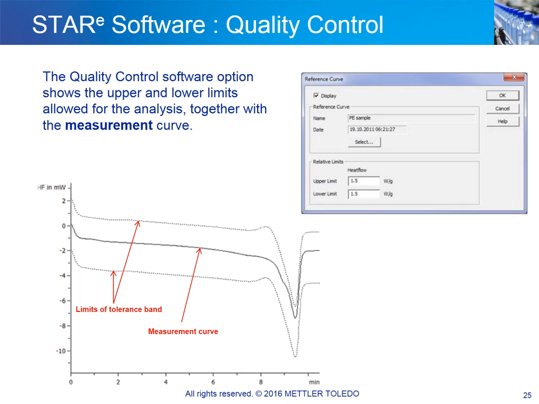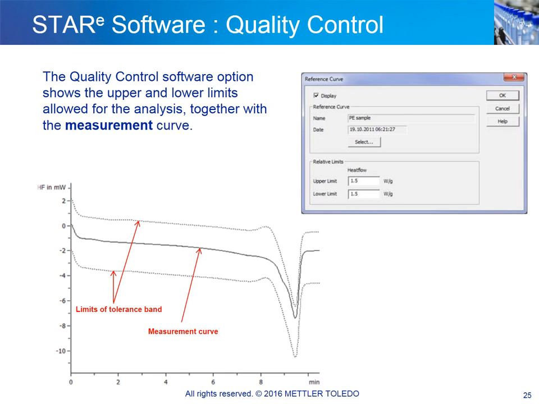Several options in the Mettler Toledo STAR-E software provide easy-to-use quality control possibilities. One of these is the reference curve feature, which is illustrated on the current slide. This feature allows the user to select a previously measured curve of a known good quality product from the database and use this as a reference curve against which to compare new product batches. The user can choose the upper and lower tolerances for achieving good quality product. The measured curve from the new batch is then displayed between these limits during the test.